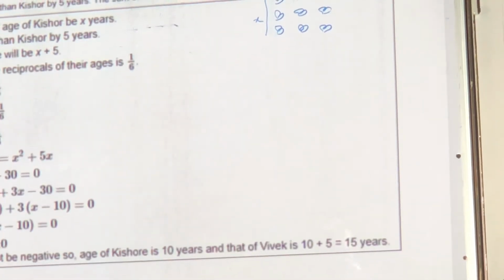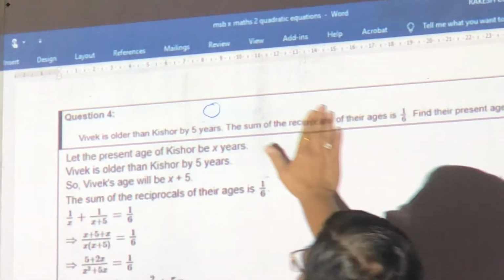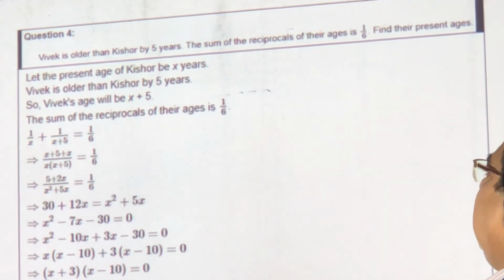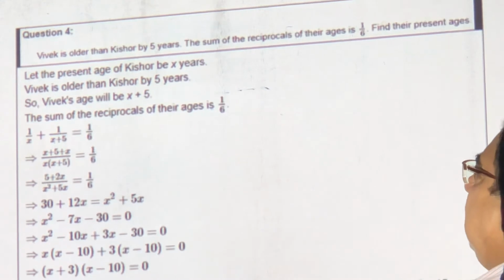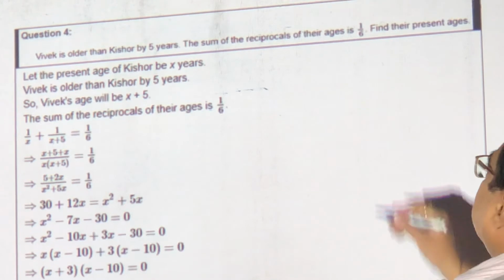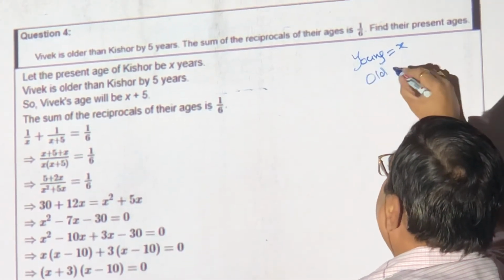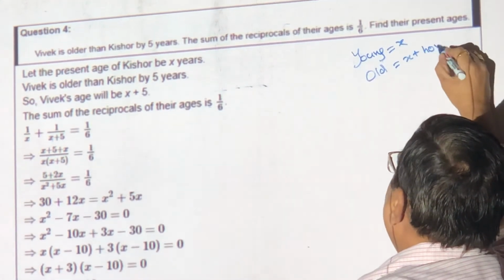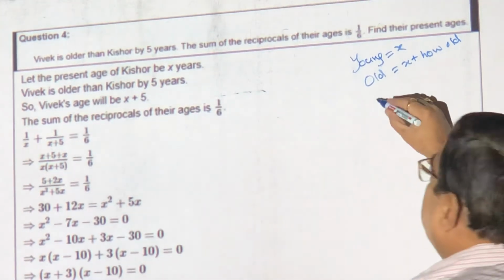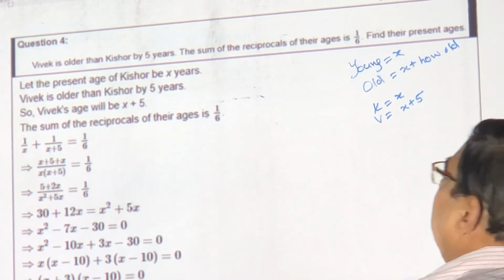Vivek is older than Kishore by 5 years, and the sum of their reciprocals is this. Find their present ages. Now we take the younger one, Kishore, as x. Vivek is older, so he is x plus how much older he is. If Kishore is x, Vivek is 5 years older.